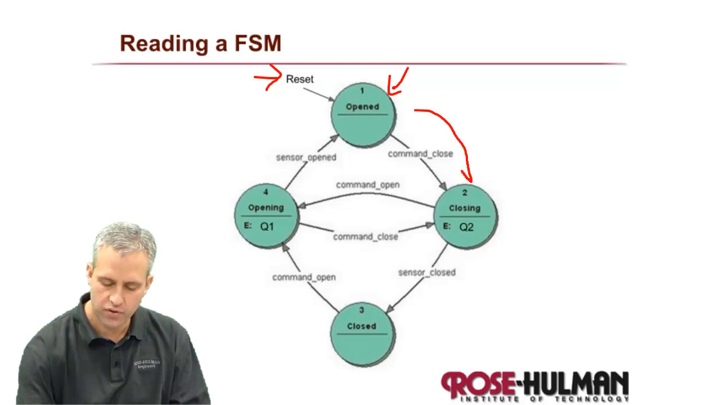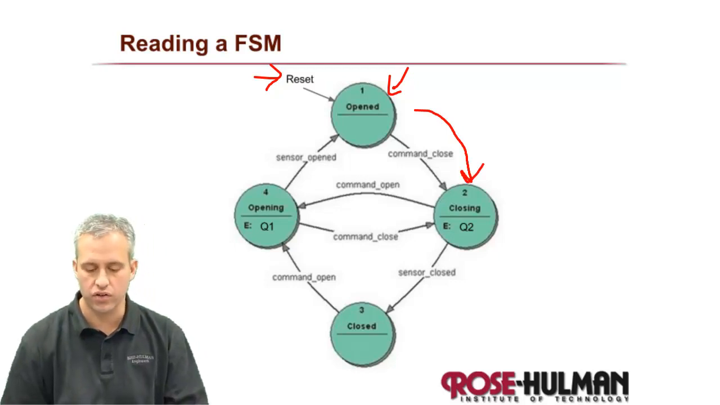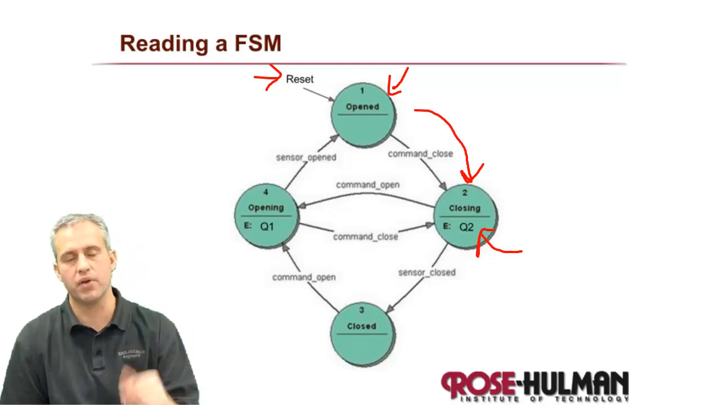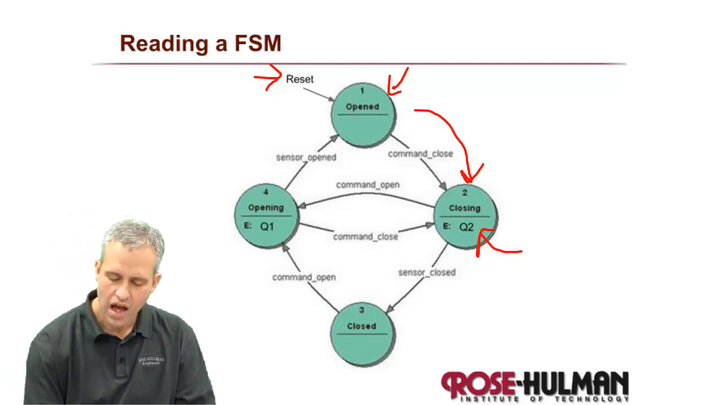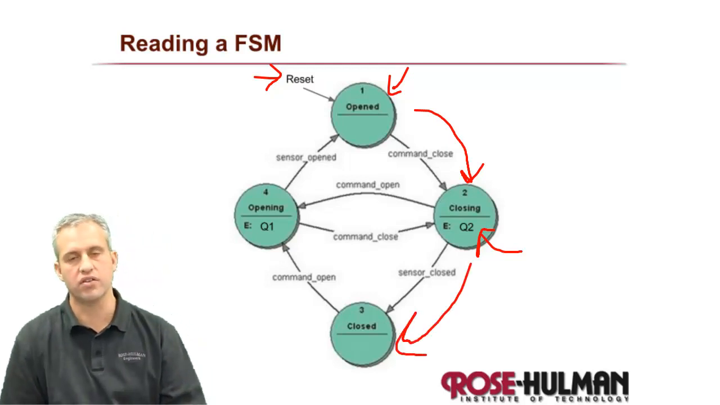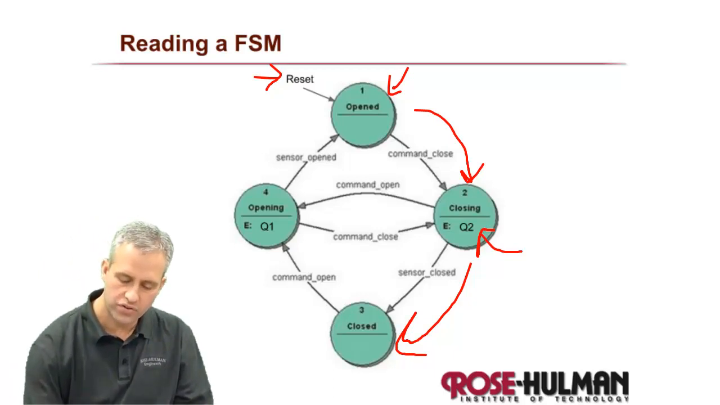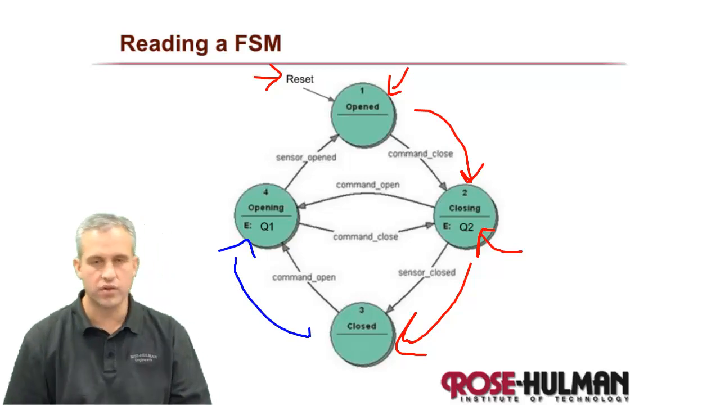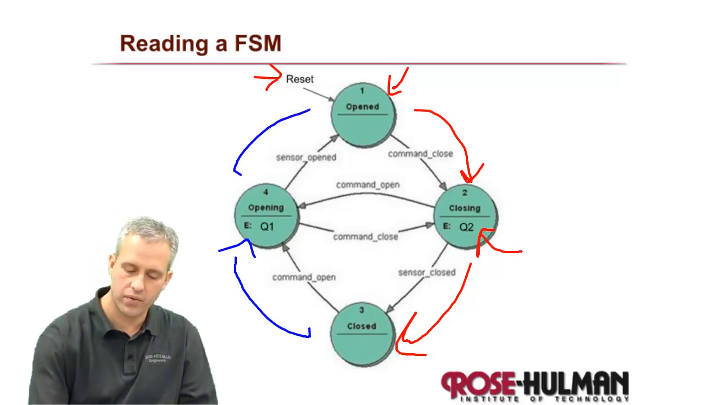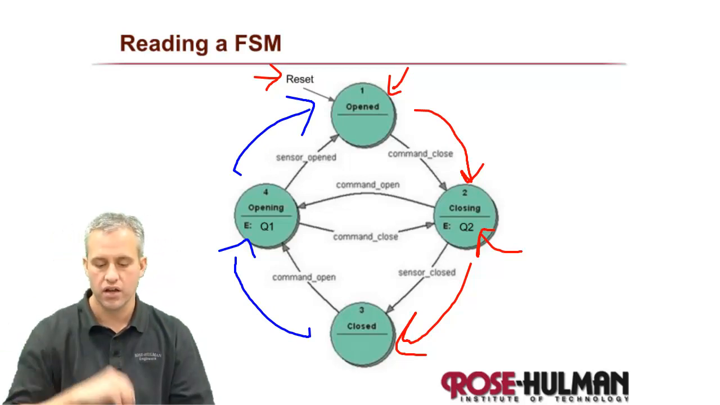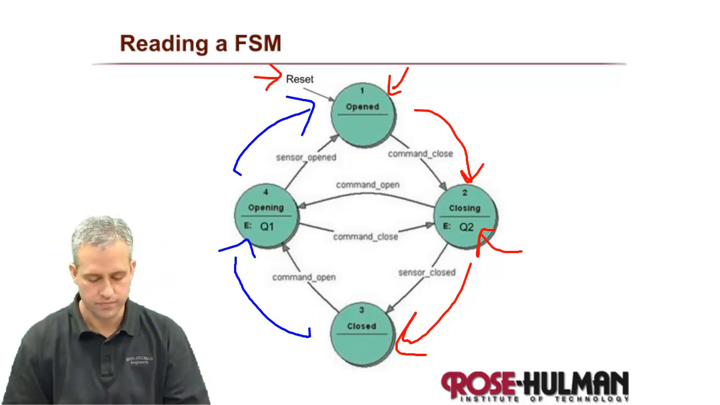So for example, if you press a command to close, it will begin closing. Here I gave closing the output Q2 because that's what a PLC might need. And it'll stay in the closing state until that sensor comes along and says, hey, I'm now closed. Then it'll be closed. If the door was used logically, the next thing somebody would do is press the open command. It would start opening. And then when the sensor says it was completely opened, you would get back around to the start.